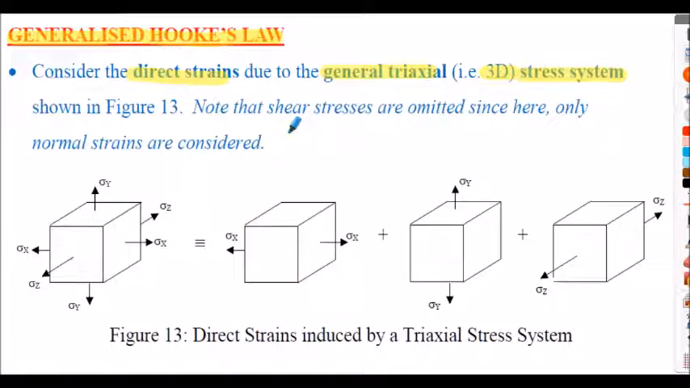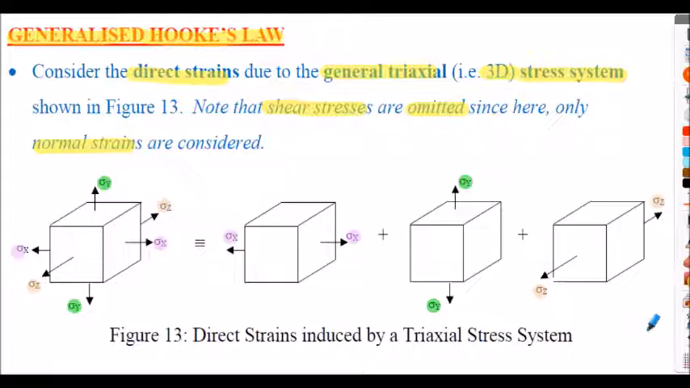Note in the figure shear stresses have been omitted to aid simplification, so only the normal stresses, or the normal strains, will be considered. On the left-hand side of figure 13 we have our triaxial stress system with our 3 direct stresses applied, broken down into the 3 mutually orthogonal directions of x, y and z. So for the left-hand diagram we have a stress x applied in the x direction, a stress y applied in the vertical sense, and a stress z applied in this direction, shown here.